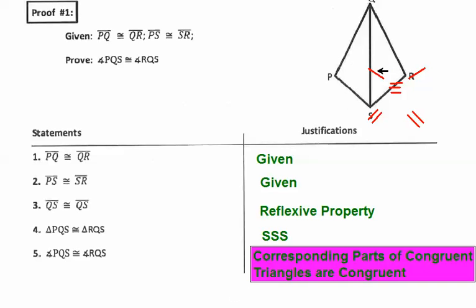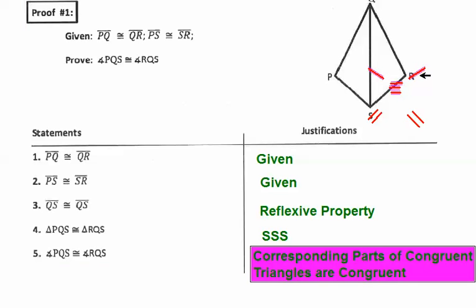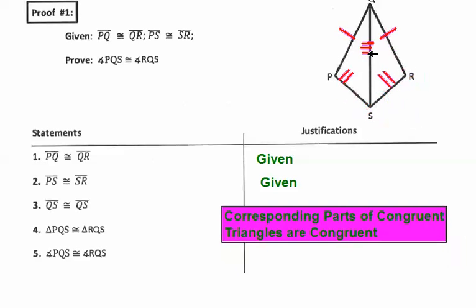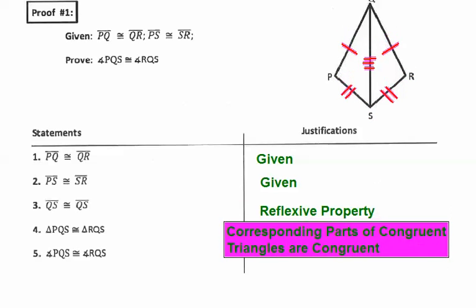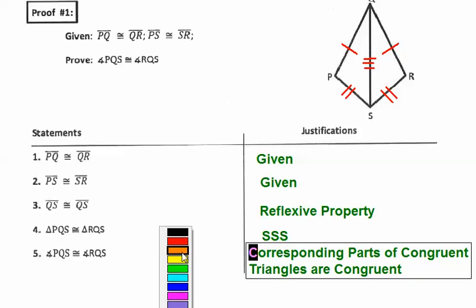Right? Corresponding parts of congruent triangles are congruent. If these two triangles, oh, my tick marks got messed up. Hang on. If these two triangles are congruent, then all of their corresponding parts are congruent. Let's see if I can fix that. There we go. Okay? So all the corresponding parts of the two triangles are congruent, including angle PQS and angle RQS, and what we called that was CPCTC. That's what CPCTC stands for. It's corresponding parts of congruent triangles are congruent.